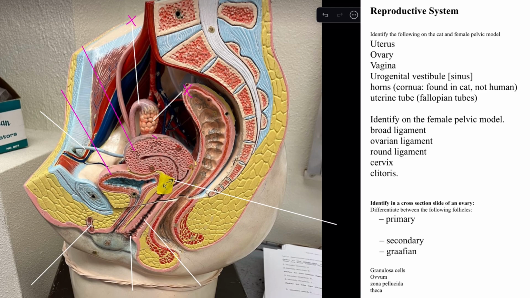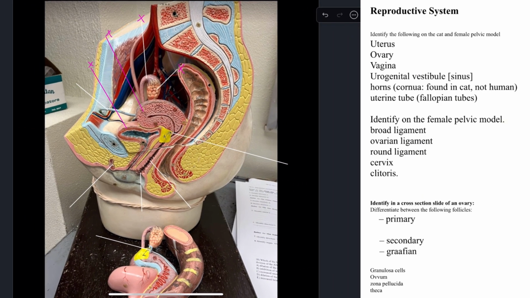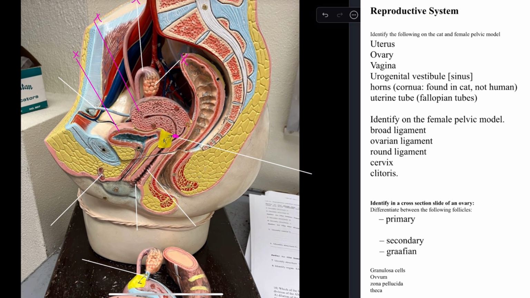This big structure right here is the uterus. And then here, this is not part of our lab list, but I think it's good to know. That right there is the bladder. The bladder. Okay. This right here, K, where it's pointing right here, that right there is the cervix. The cervix.